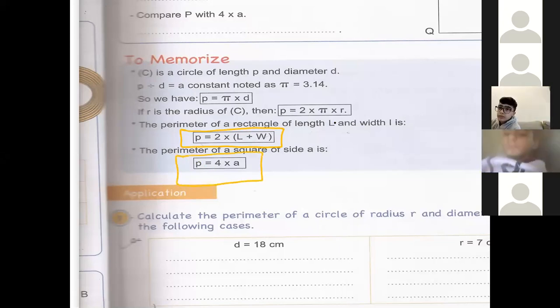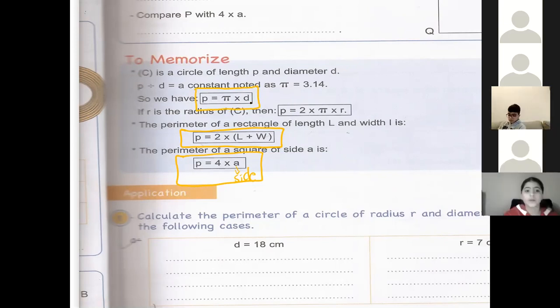Teacher, in the math book they wrote 4 times A. A means the length of a side. If it's 5, we multiply 4 by 5. If it's 6, we multiply 4 by 6. And what is the perimeter of a circle? Circumference. Pi times diameter. Excellent.